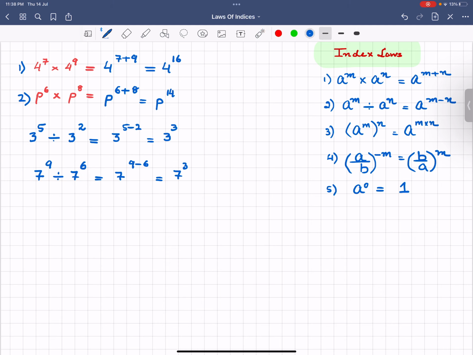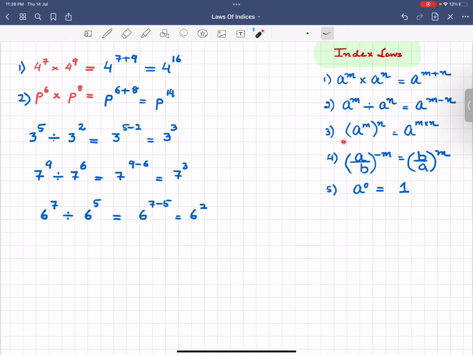Let's try one more example for the division law. So we have, for example, 6 to the power of 7 divided by 6 to the power of 5. Again we have the same bases. Our bases are both the same and the bases are divided. Therefore the powers will be subtracted. So the answer will be 6 to the power of 7 minus 5, which is 6 to the power of 2. So these are the examples for the second law, or the second rule, of index.